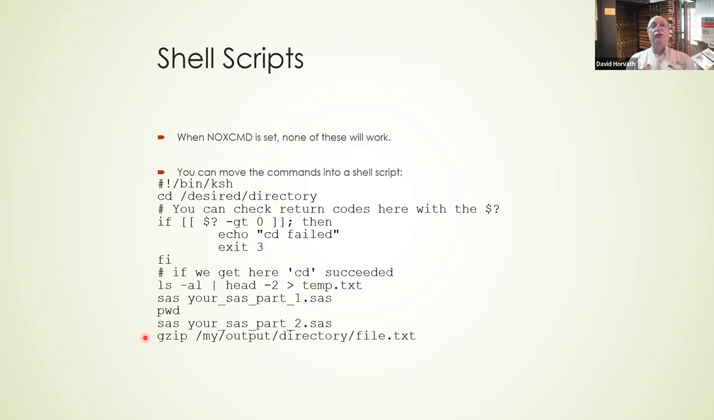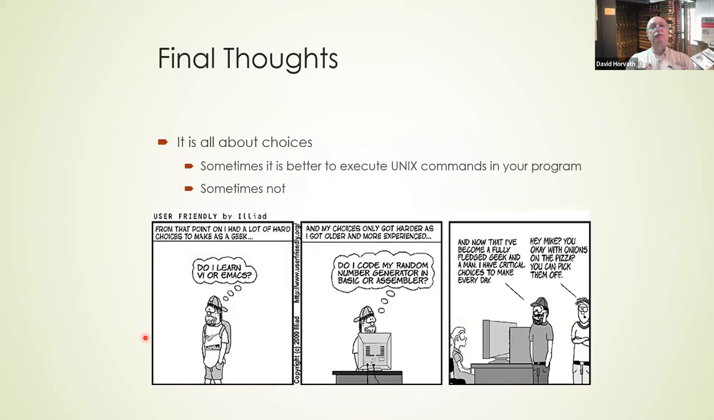We have alternatives if we don't have the X command. It comes in handy though, because you have a little bit more efficiency. You have direct visibility in your program of what's happening. What's in this file that I'm reading? Well, it's the output of this command. It's all about choices. Sometimes it's better to execute those commands in your program, sometimes not.